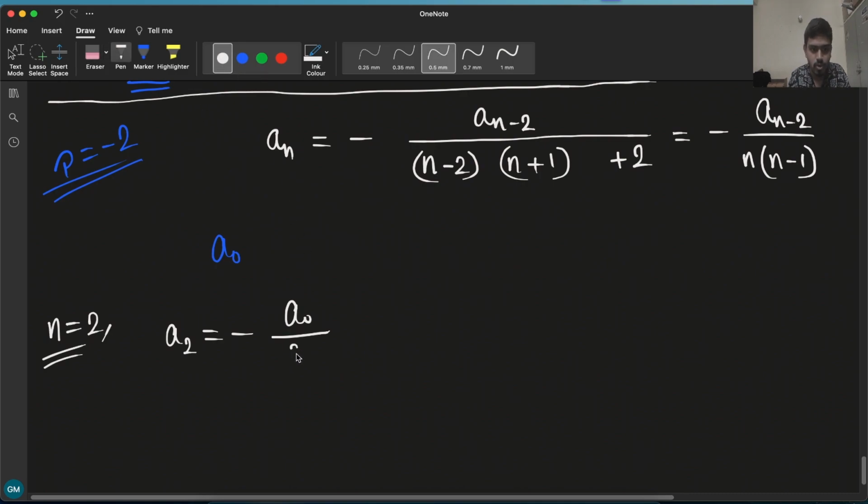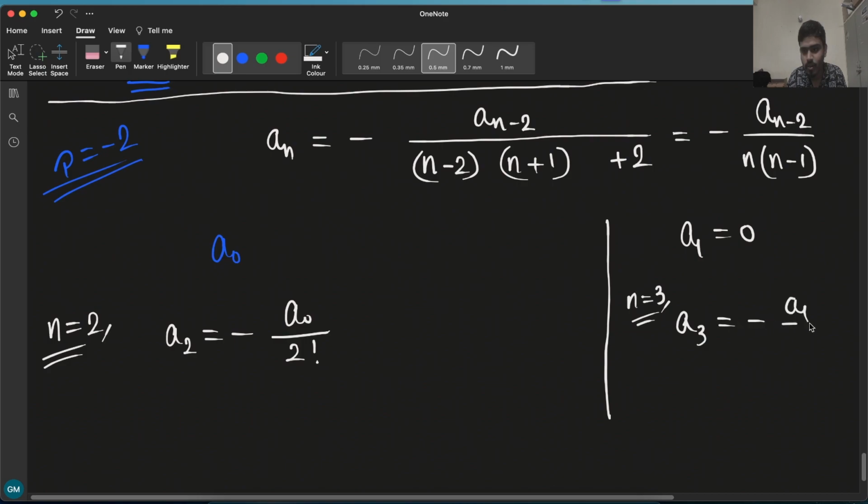So it is 2 factorial. Good. Now here in this side I can write a1 equals 0. And if I put n equals 3, then I will get a3 in terms of minus a1 divided by something non-zero, and a1 equals 0 I know already, so a3 will also be 0. For n equals 5, a5 will be 0. For n equals 7, a7 will be 0, and so on.